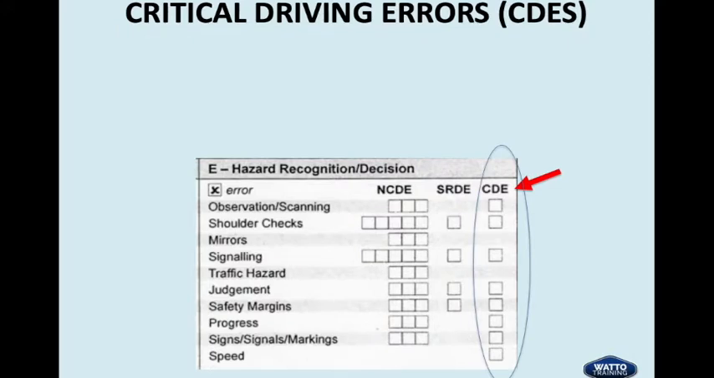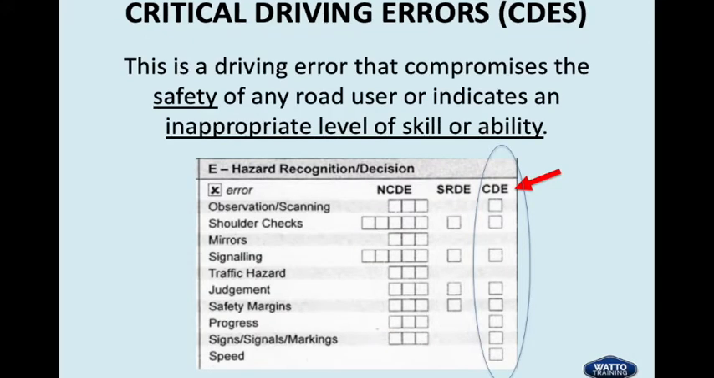A critical driving error. This is a driving error that compromises the safety of any road user or indicates an inappropriate level of skill or ability. So the far right column, critical driving error, if you get one of those, the test will be deemed unsuccessful, which means that the student will not pass.